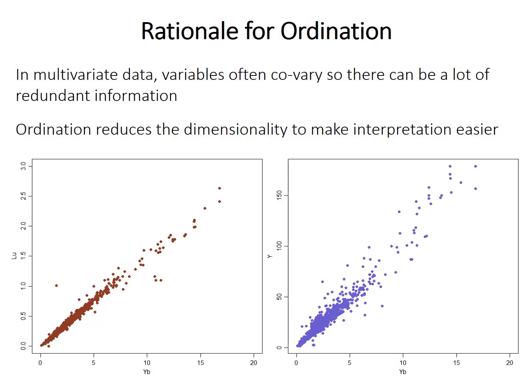So if we know ytterbium, we effectively don't need to know anything else. We don't need to measure or examine lutetium. We just can pretty much guess what it's going to be because of the covariance. So ordination methods take advantage of this redundant information to reduce the number of dimensions, which allows us to visualize and interpret the patterns more easily.